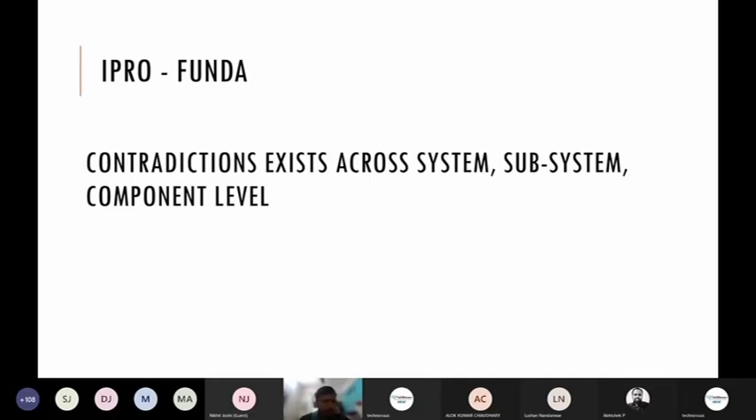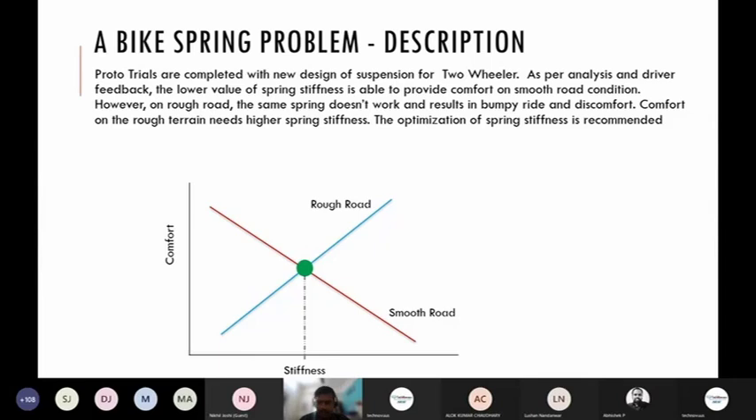So let's look at the component. The contradiction exists at component level also, when we are taking the product back into our factory and industry and trying to develop the solution. So I'm also giving you a perspective: don't think only of the end product, also think about a component, something as simple as a spring, right? I keep giving this example. It's a very simple example. So the example is: proto trials are completed with a new design of. I'll just read it. I'll stop.